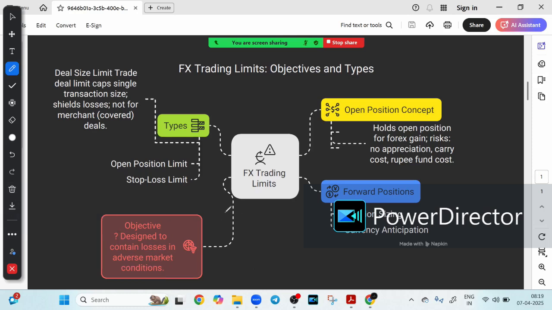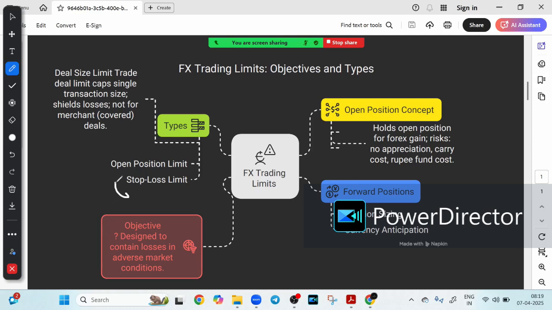If you look at the types of forex trading limits, on one side we have the open position limit. What is the meaning of open position limit? They restrict the volume of open currency position a dealer can hold at any time. As the name itself suggests, they put a restriction on the amount of open currency position a dealer can hold at any time.